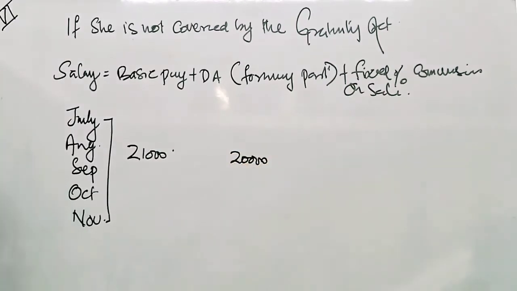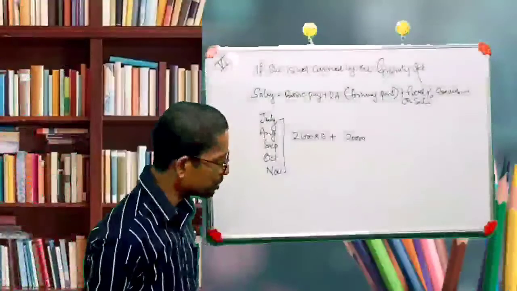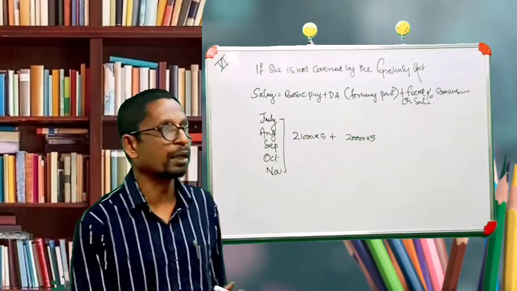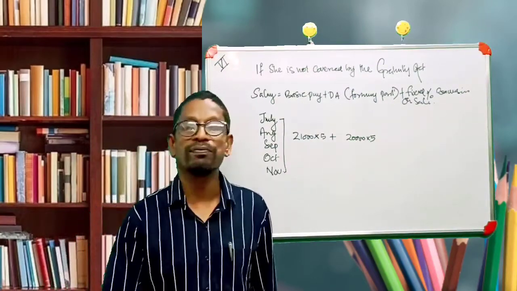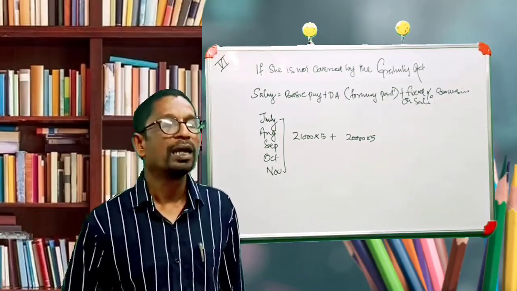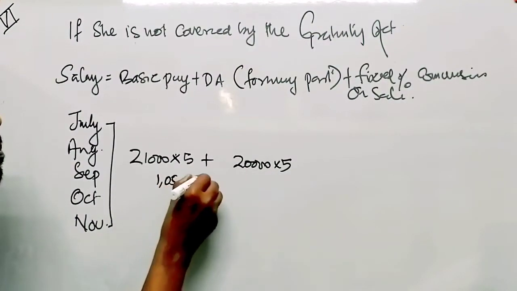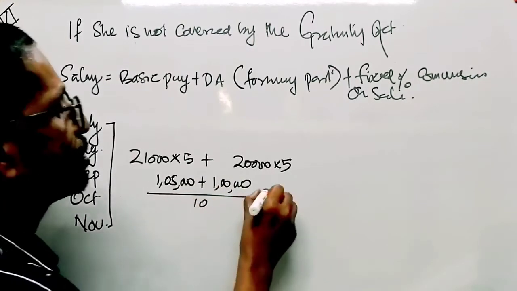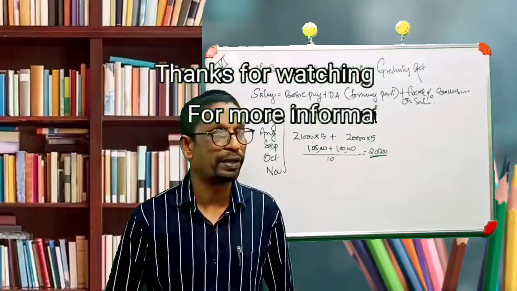20,000. So this 21,000 for how many months? 5 months. 20,000 for how many months? For 5 months. You understand now? That means in these 10 months, 5 months it is 21,000 and the remaining 5 months it is 20,000. This average salary is equal to how much now? That is 1,05,000 plus 1 lakh divided by 10, that is 20,500. So the average monthly salary is equal to 20,500.